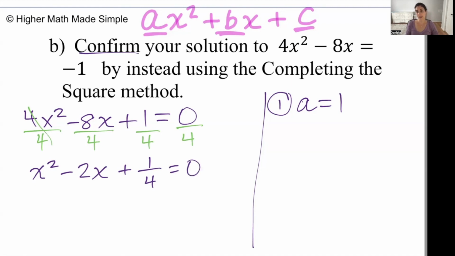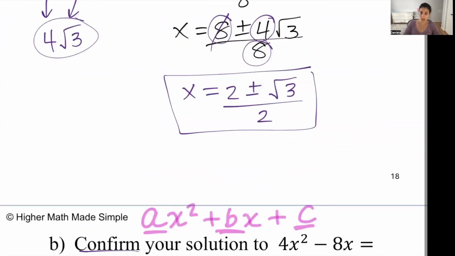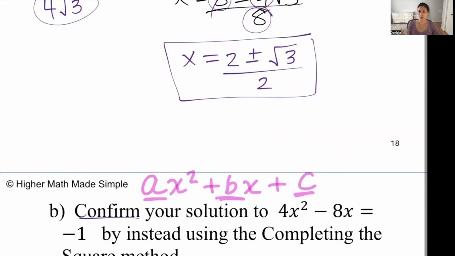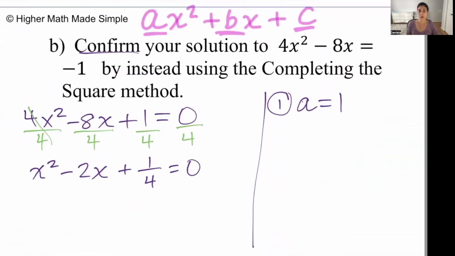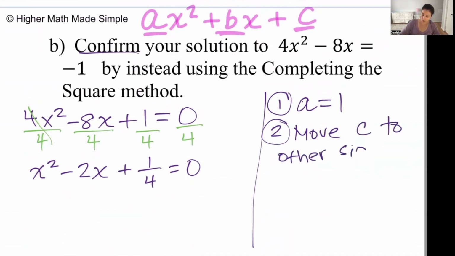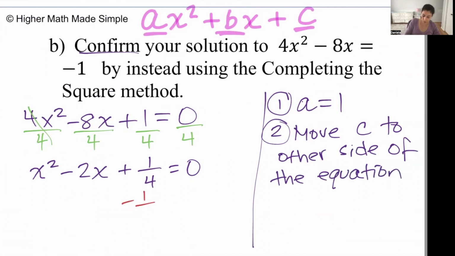Notice that technically you could use 0.25, but we're going to keep it as a fraction because, let me go back to part A, notice there's no decimals, so we're going to keep things as fractions, okay? So we're going to leave that as 1/4. Now that we have A equals 1, step 2 would be to move C to the other side of the equation. Okay, so in this case, we're going to subtract 1/4 on both sides.